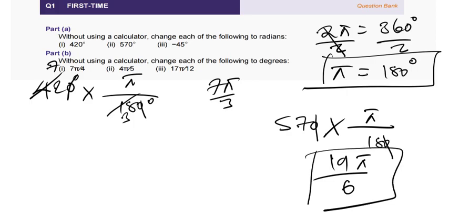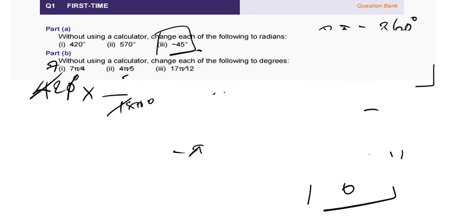Pause the video, find this one, and tell me the answer in the comment section. So the answer will have a negative. For example, if it's going to be negative, negative a number pi divided by the number that we're going to have. So solve this one, send me the answer in the comment section.